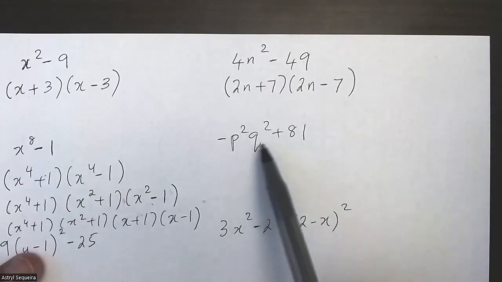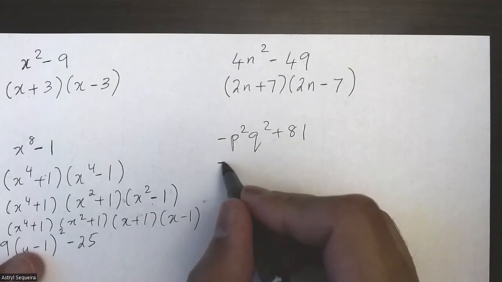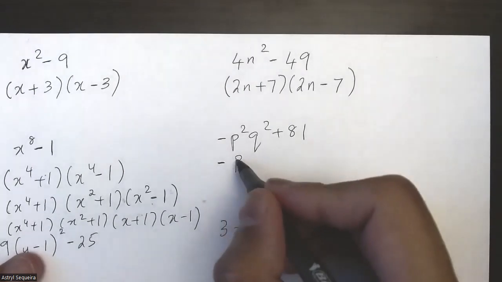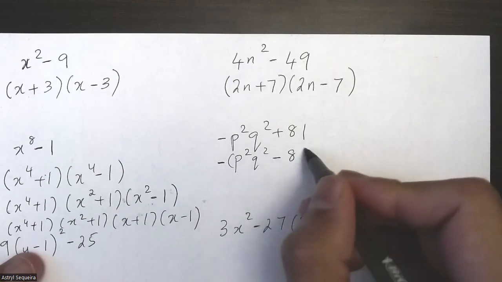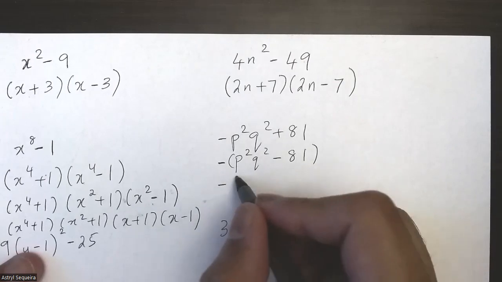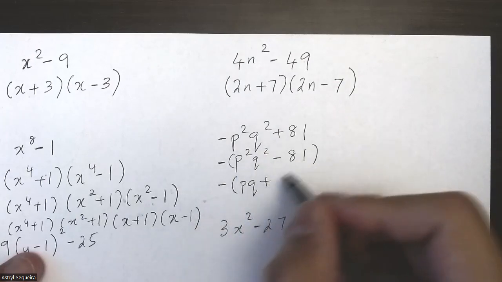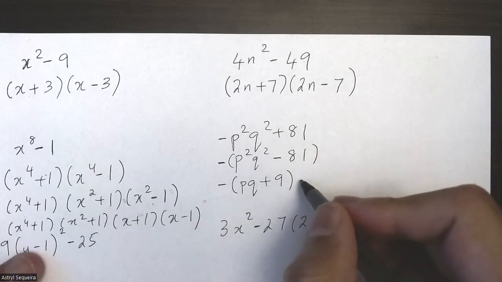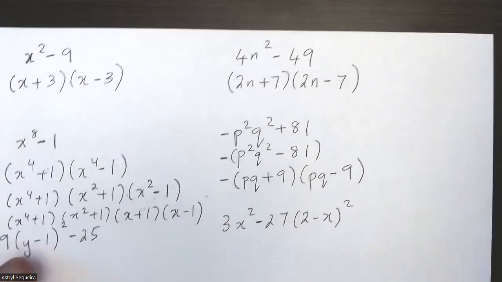For this fourth one here, there's a plus sign in the middle, there's also a negative sign in the front, so I like to factor out the negative to begin with. You're left with p squared q squared minus 81. And now I can factor this with difference of squares. Square root of p squared q squared is just pq. Square root of 81 is 9. Here I have pq minus 9.